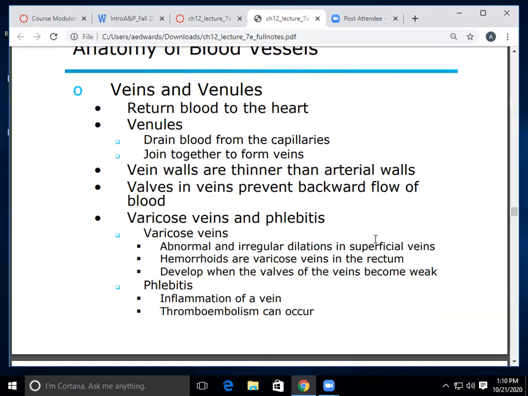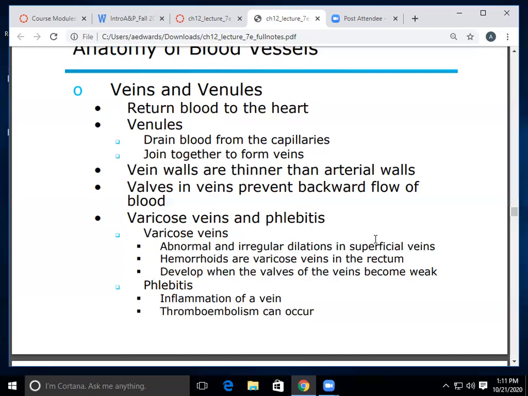All right, phlebitis. Remember, anytime you see itis, it means inflammation. So this is inflammation in a vein. Phleb is a root word for vein. So anybody know a phlebotomist? Where do phlebotomists typically get blood from a person? In the veins, right? So that's why they're called that.